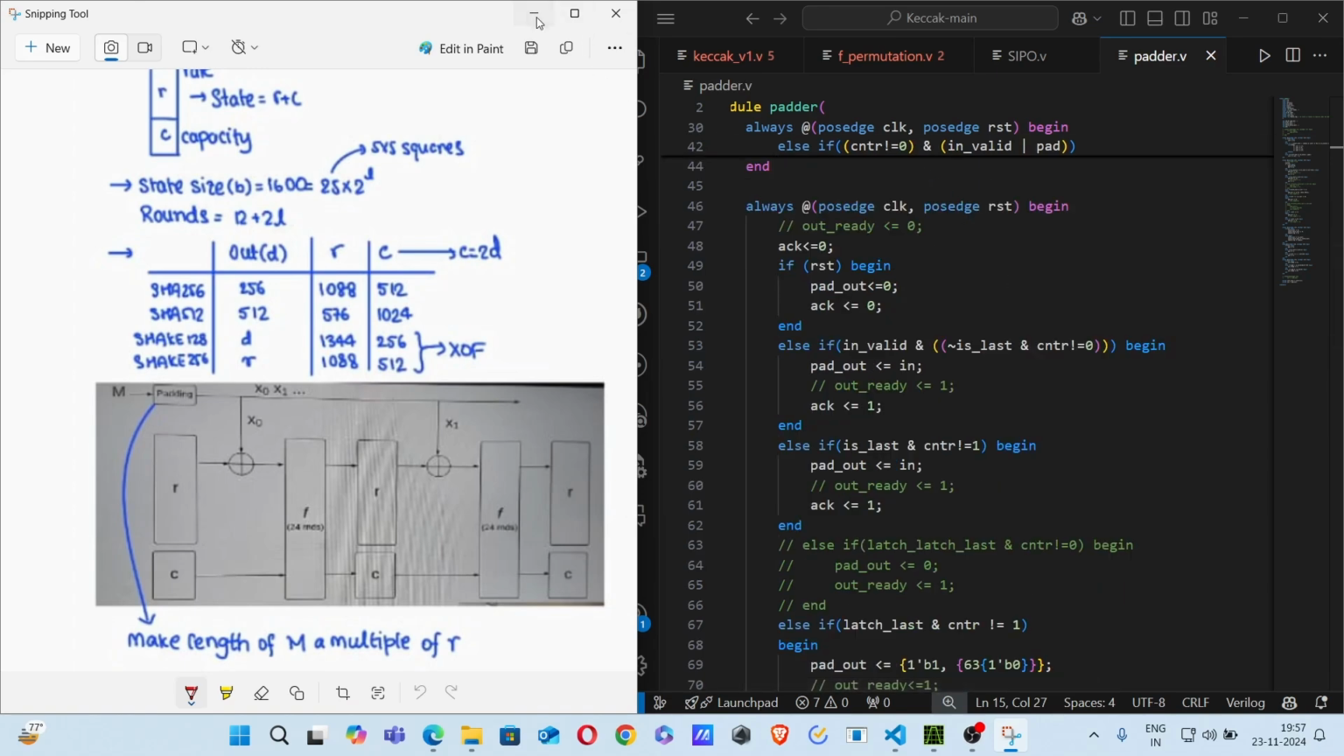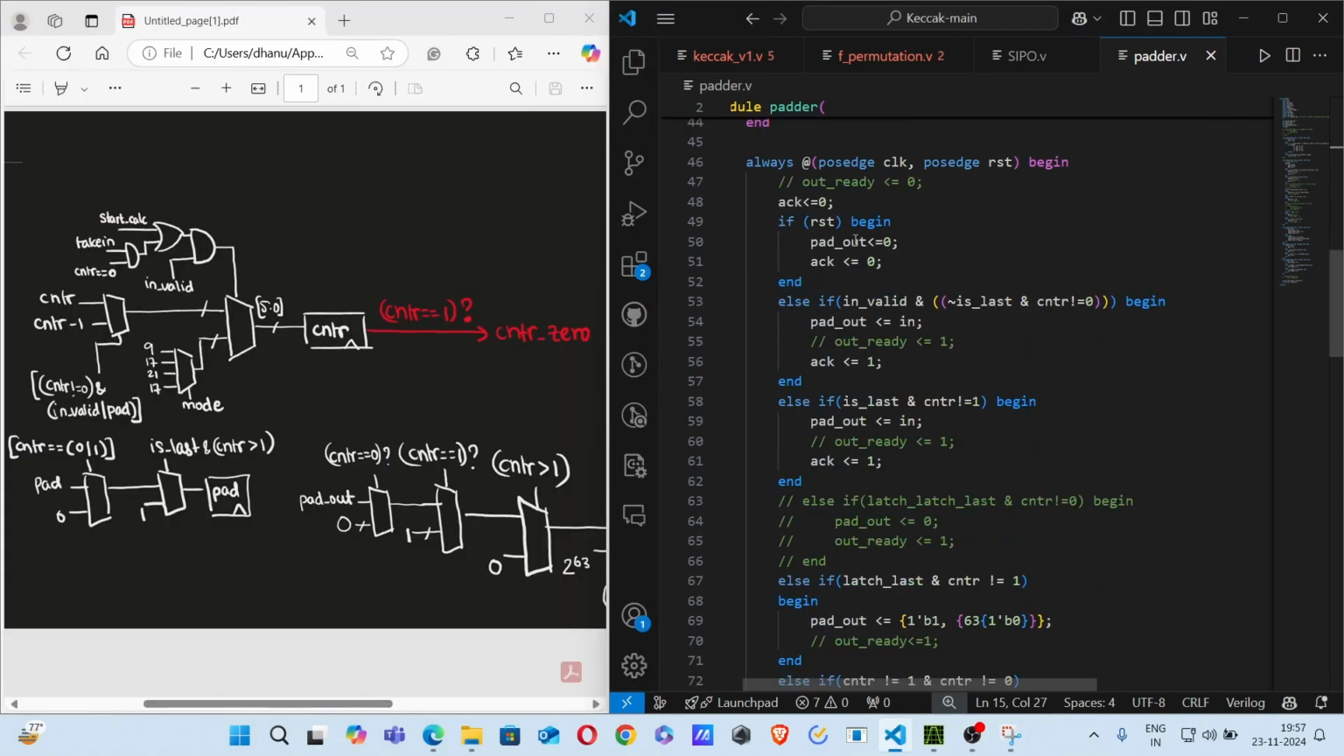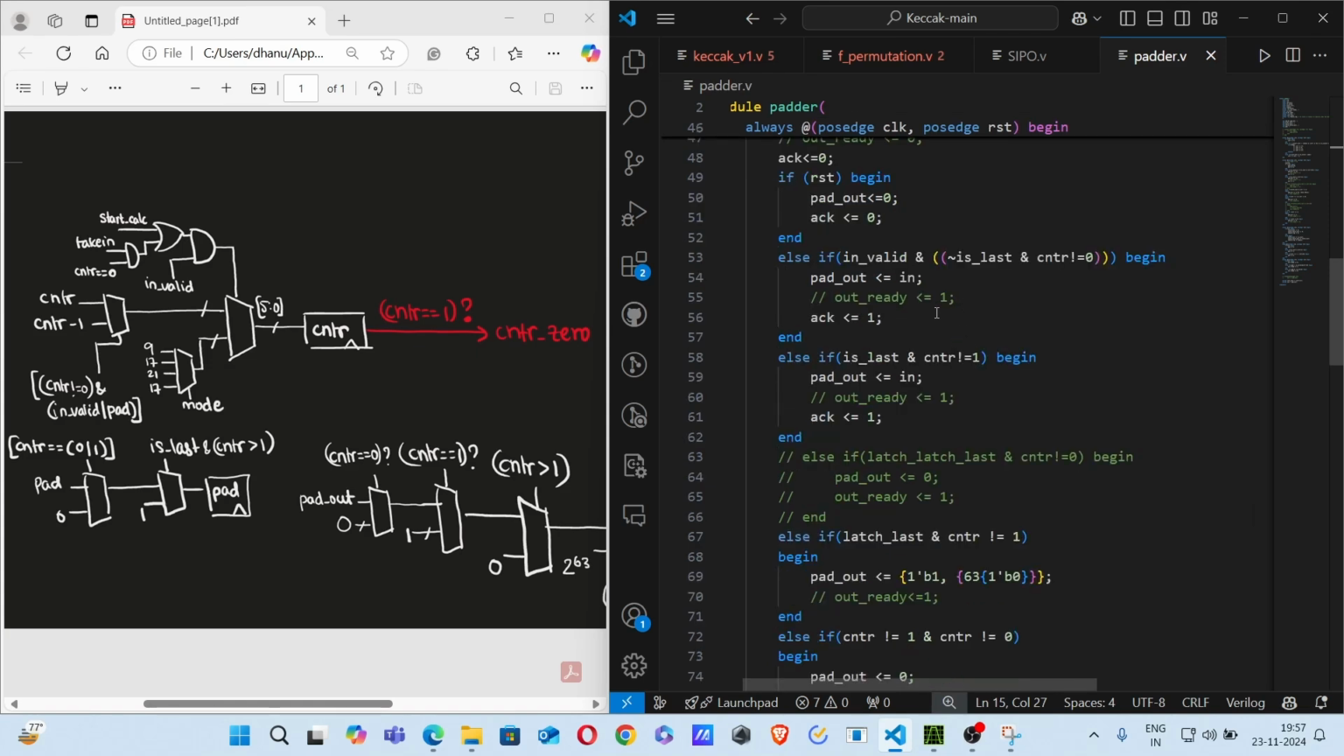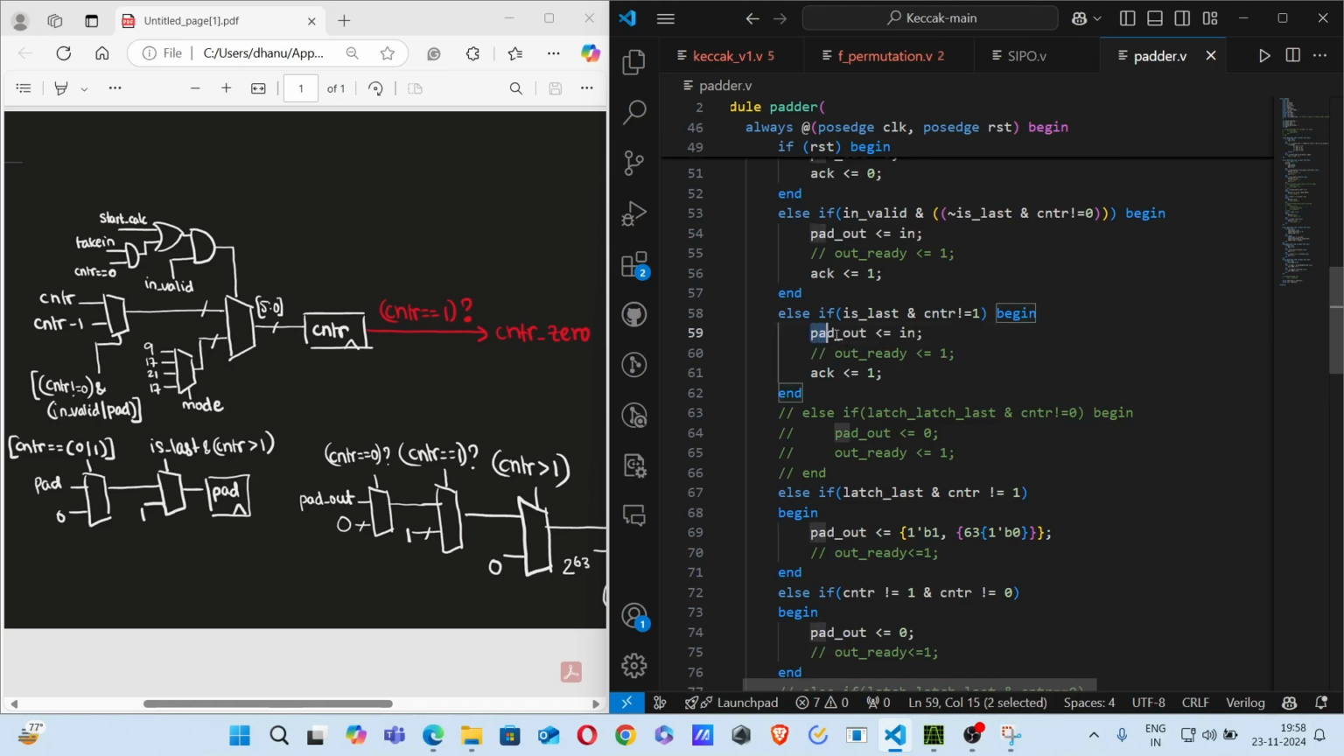Next, the second always block. Here upon resetting, pad out goes to 0 and ACK also goes to 0. Now, first case: the input is valid and there are more inputs coming in. That is handled by this case, where input just goes to the pad out and ACK is 1 to signify that the input has successfully been taken in. Next, this is the last input. Even then, input goes to pad out and acknowledge has been set high.